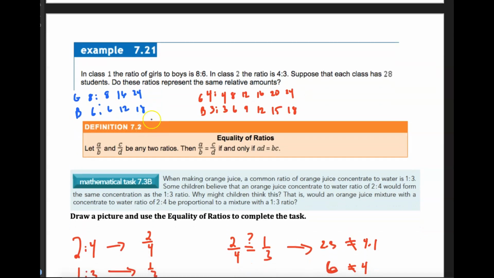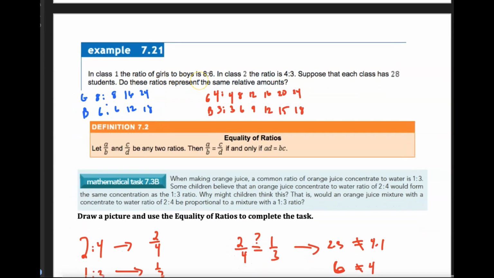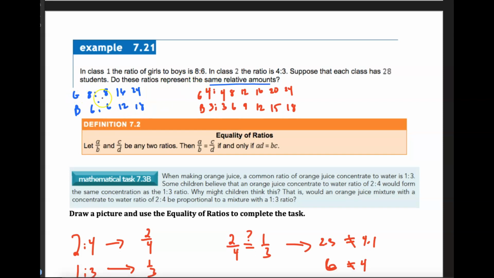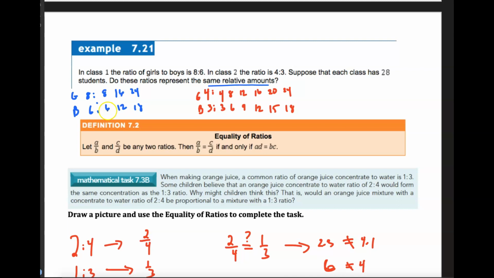7.21. In class 1, the ratio of girls to boys is 8:6. In class 2, it's 4:3. Suppose that each class has 28 students. Do these ratios represent the same relative amounts? In this case, what we're going to see is that in class 1, 8:6 means you can have 8 girls, 6 boys, 16 girls, 12 boys, 24 girls, 18 boys.